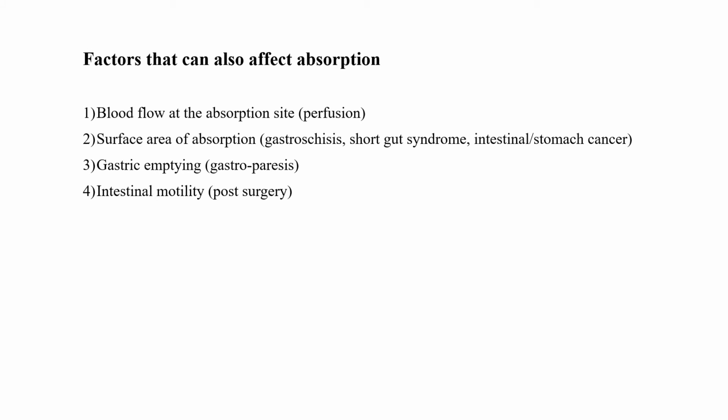So, a couple other factors that can affect absorption, outside of a liver impairment in your patient, would be blood flow at the absorption site. If you have low perfusion in that gut area, then you are less likely to be absorbing the medication at a normal rate. Surface area of absorption, of course, going back to that gut, if you have gastroschisis or short gut syndrome, you don't have as much GI tract as a normal person would, or you have those stomach cancers or some type of intestinal issue, maybe ulcers in the stomach. So your surface area for absorption is smaller.